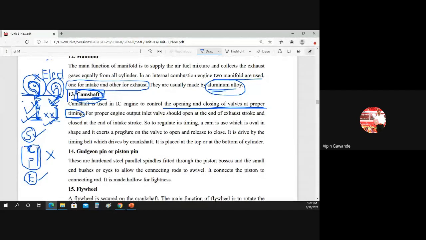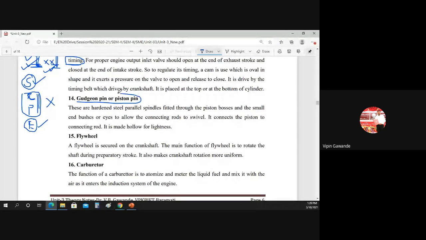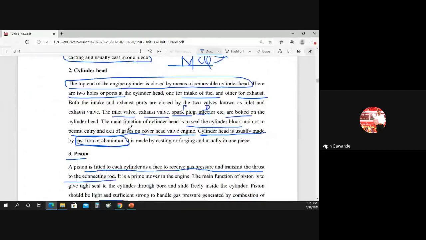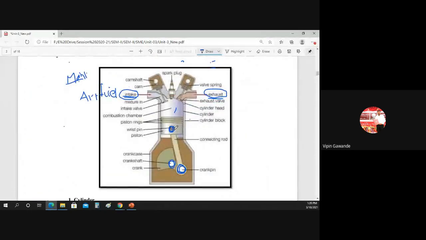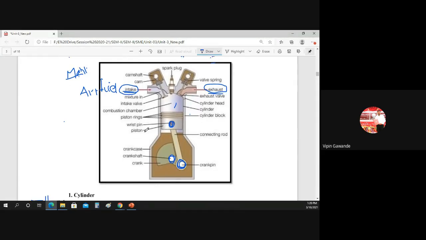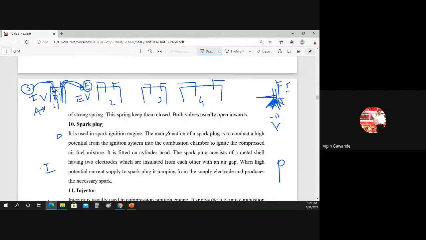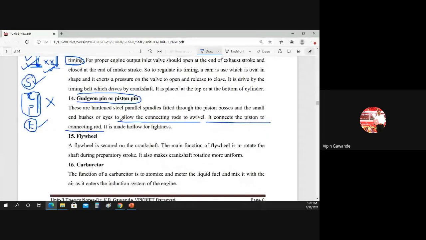Okay, now we have seen this one. What is meant by the gudgeon pin or the piston pin? We have connected the piston to the connecting rod with it. So this is the connecting rod, it is connected with the piston, and that is called the gudgeon pin or the piston pin, or the wrist pin. So the MCQ question will be, which type of pin is used to connect the piston to the connecting rod? It is the piston pin, also called the gudgeon pin or the wrist pin. Okay, so these are the things.